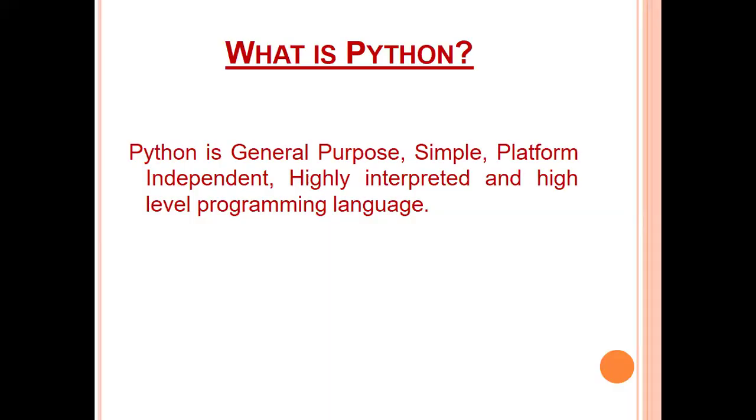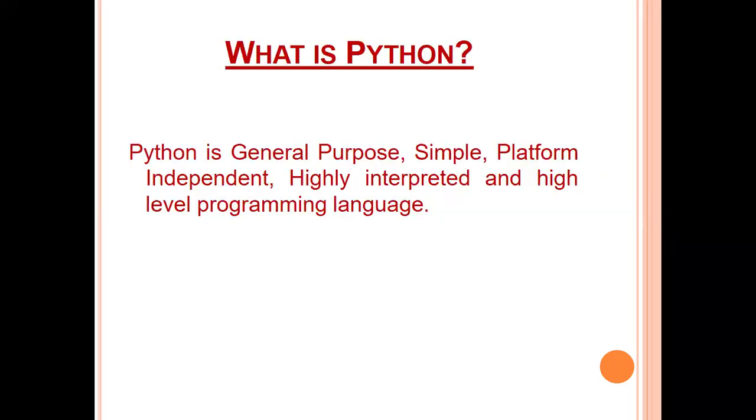So first of all, let's understand what is Python. I've told you yesterday also that Python is a general purpose, simple, platform independent, highly interpreted and high level programming language. Now, why it is simple, platform independent, how it is highly interpreted, we'll discuss in the features. But before that, we need to have the knowledge of what kind of applications we can develop with Python.